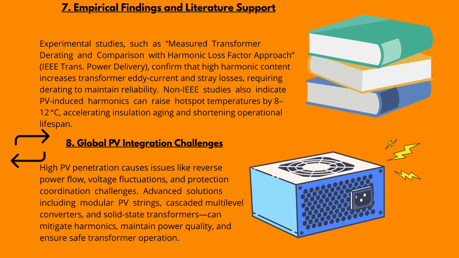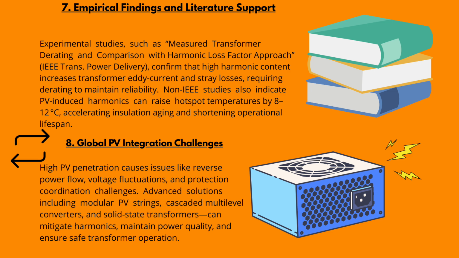Number 7. Empirical findings and literature support. Experimental studies including IEEE research confirm that high harmonic content increases transformer eddy current and stray losses, making derating necessary to maintain reliability. Other studies show that PV-induced harmonics raise transformer hotspot temperatures by 8 to 12 degrees Celsius, accelerating insulation aging and reducing lifespan.